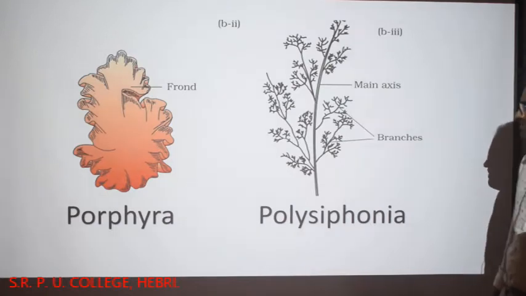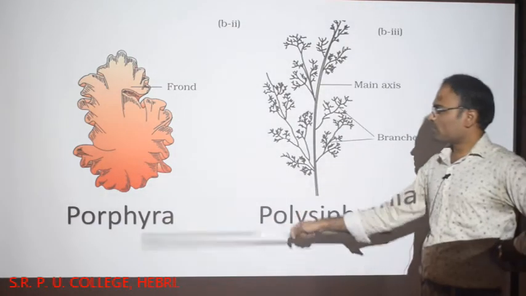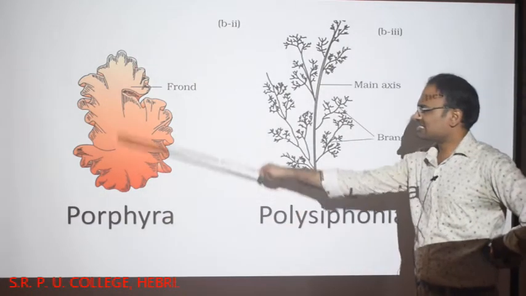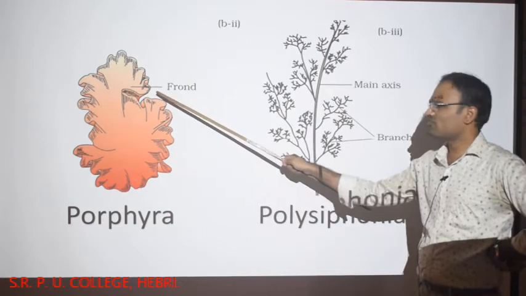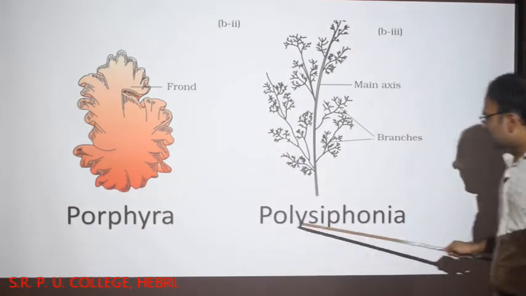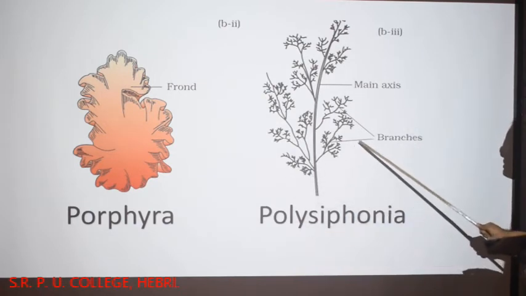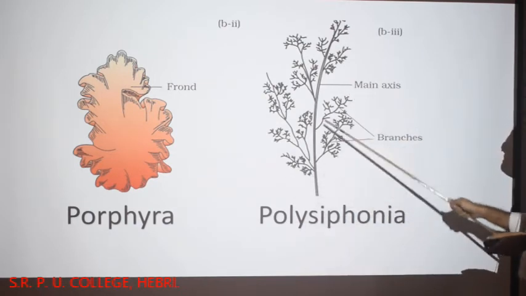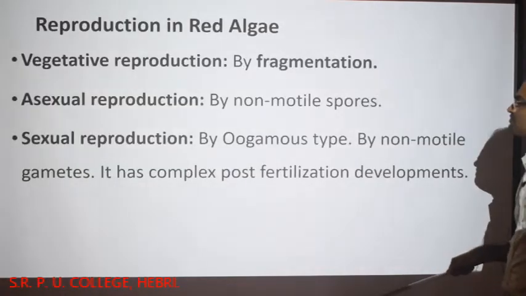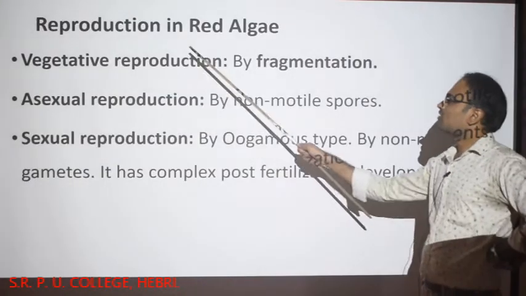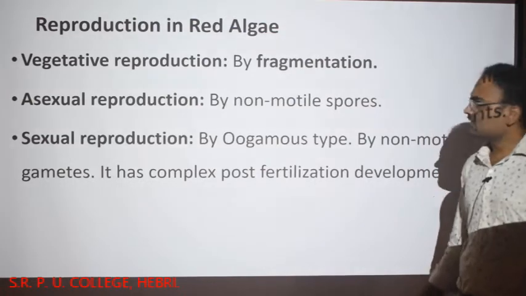So their picture here we are having, it is the picture of Porphyra. So the thallus is somewhat expanded and only the frond we can observe, and the Polysiphonia is somewhat multiple branched. The branches we can also observe, the main axis is also present. Understood? The next one, the reproduction in case of the red algae.